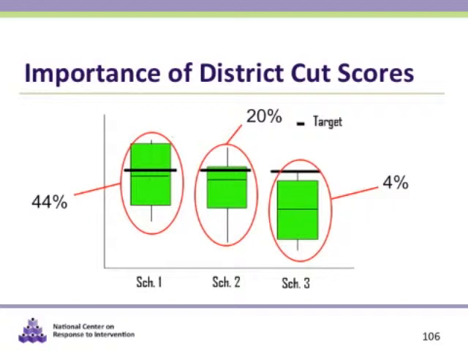So School 3, with this model, would likely receive more intensive supports from the district because it demonstrates the greatest educational need. Even School 2, which had the highest percentage when it set its own cut score, has only 20% at or above the district established cut score. So a standard cut score, or a target as it's called in this graph, across the district provides a more accurate picture of performance and provides more accurate data for allocating district resources and targeting district supports.